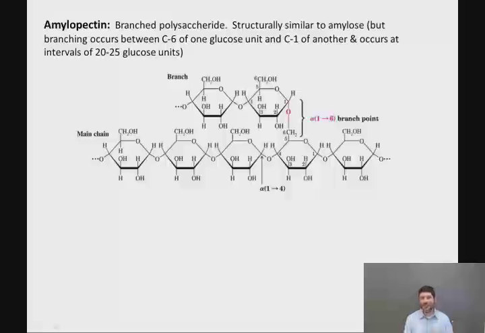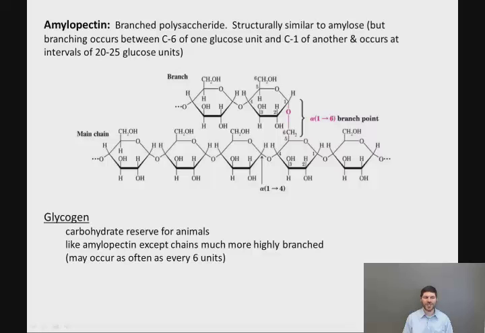So it's down, that axial position. That's why this is called an alpha-1,6 branch point, in addition to all of the alpha-1,4 linkages in each chain. Amylopectin is characterized by branching occurring at intervals of about 20 to 25 glucose units. So it's not highly branched, but it still does form these branch structures.